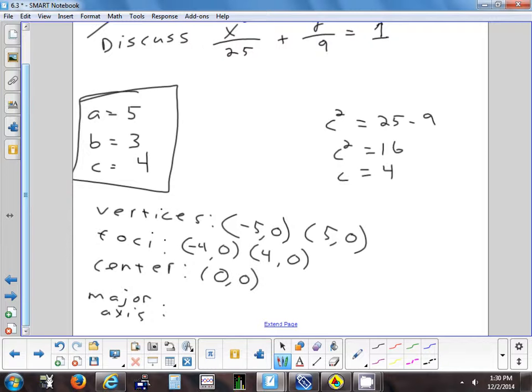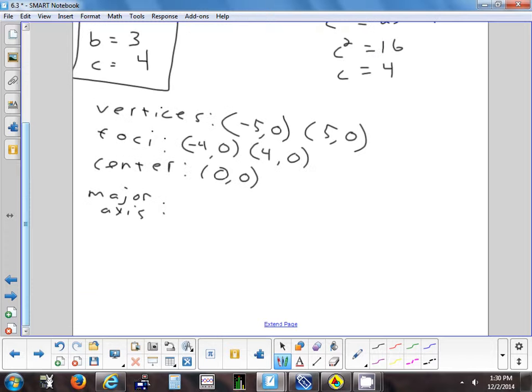Major axis. If you're confused on how you find your major axis, graph your vertices and foci. Are they all on a horizontal line, or are they all on a vertical line? Let's check. Negative 5, 0. That's left 5. 5, 0. That's right 5. Foci. That's 4 left and 4 right. Are those all on a horizontal or a vertical line? They're on a horizontal, so the major axis goes right through all of them.